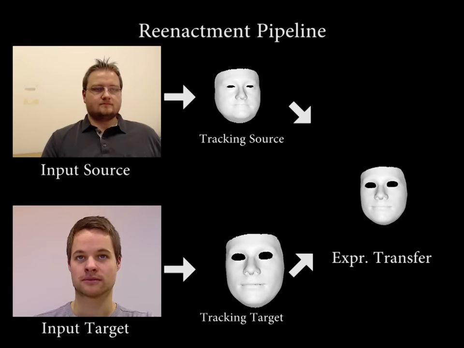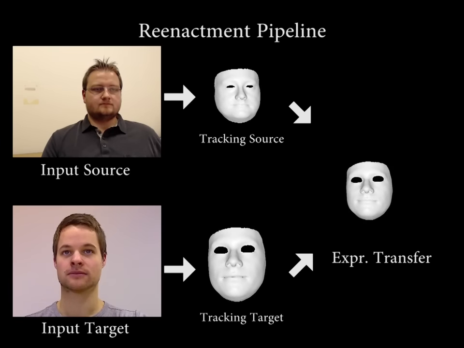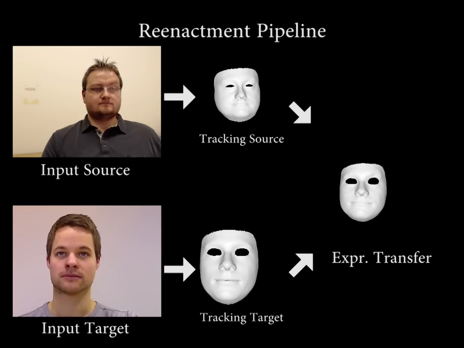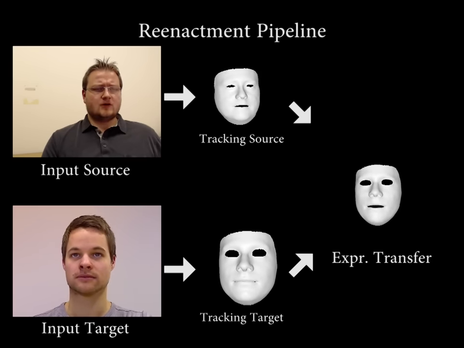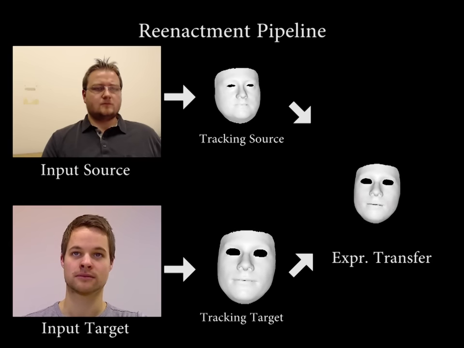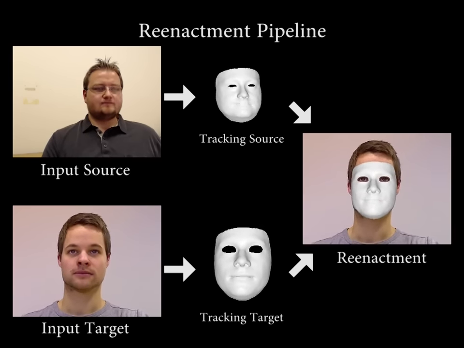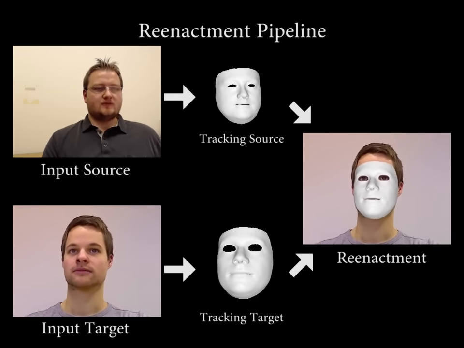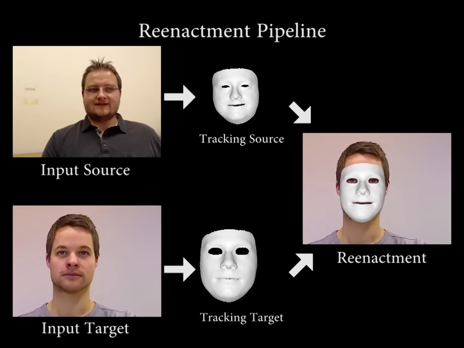Our system reconstructs and tracks both source and target actors using a dense photometric energy minimization. Using a novel subspace deformation transfer technique, we transfer the expressions from the source to the target actor. This allows us to obtain a modified face template of the target actor according to the expressions of the source actor. We now re-render the modified face on top of the target sequence in order to replace the original facial expressions.